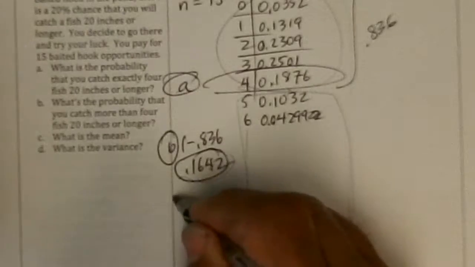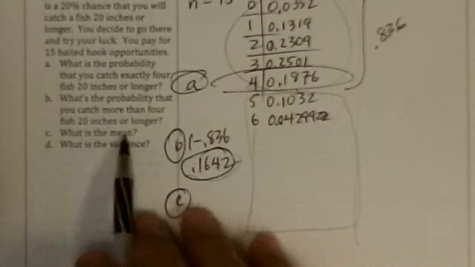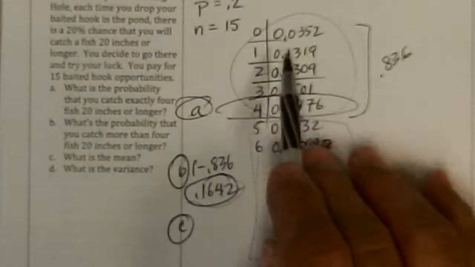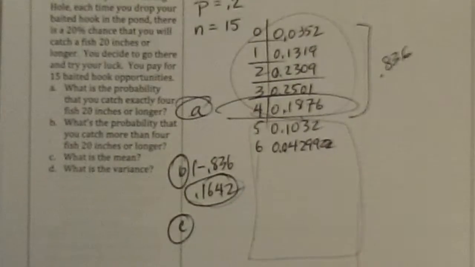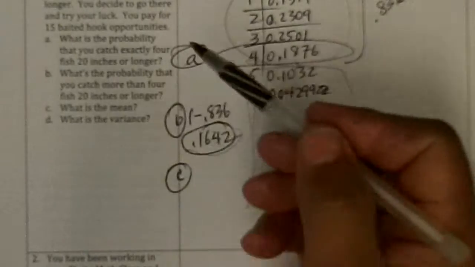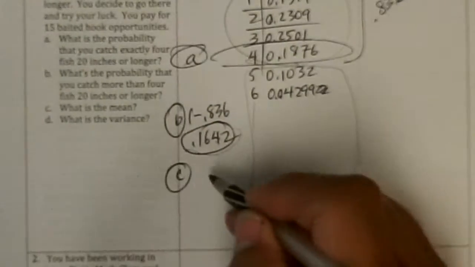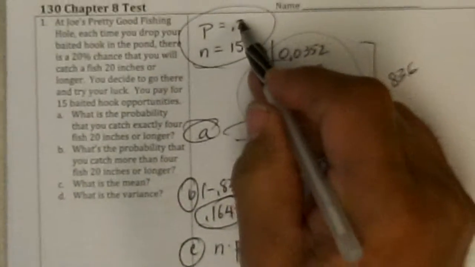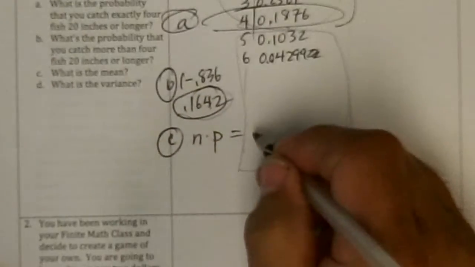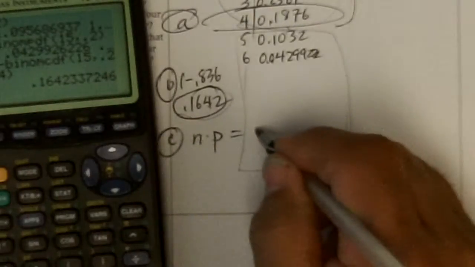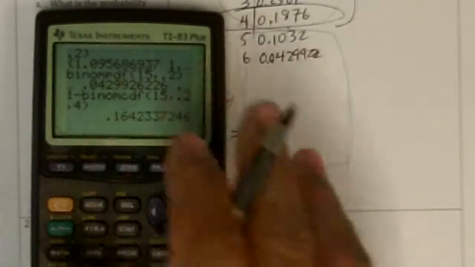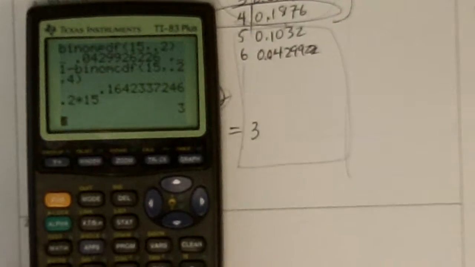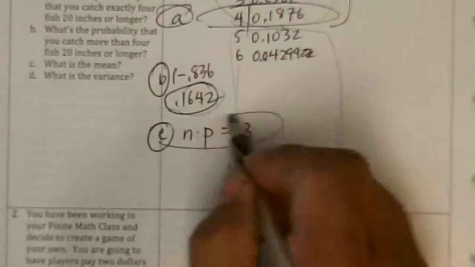And then C, what is the mean? The mean, I could take that times that, plus that times that, plus that times that, do all 15 of them, which would take very long, but since it's binomial, the mean is simply n times p, which is 0.2 times 15, which is 3. That's the mean.